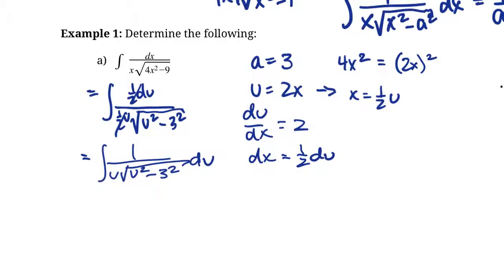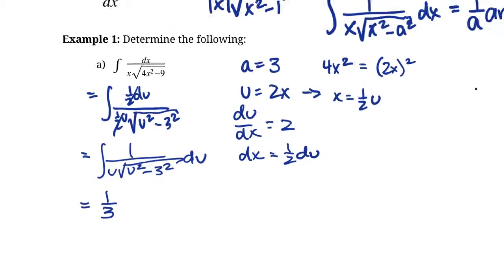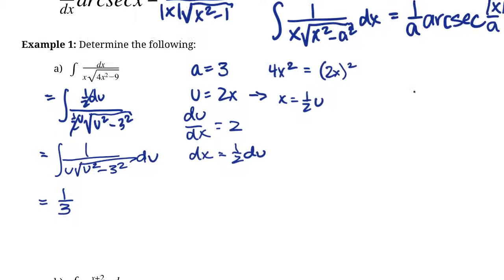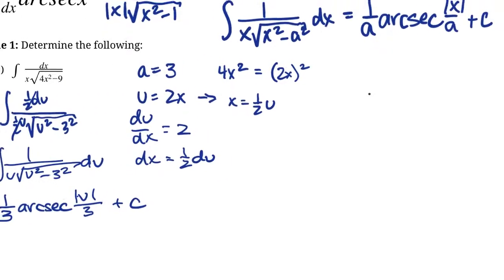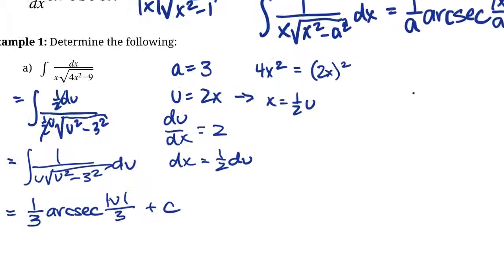So it's just going to be essentially 1 over a, and our a value we identified as 3, so it's 1 over 3. And then it's going to be, what is it? Arcsecant of the absolute value of, we don't have x anymore, we have u over a, which is 3, plus c, right? So see how that matches up perfectly with that pattern?